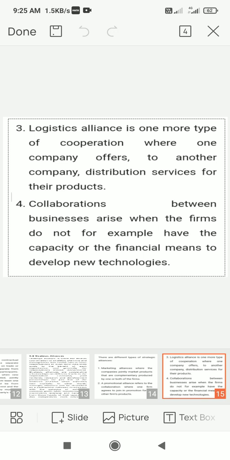Means between 2 or 3 companies, where suppose I don't have the capacity to develop anything, so together we can develop a technology which is new in the market by helping each other. So it's one kind of collaboration by which you can start a business on an international basis.